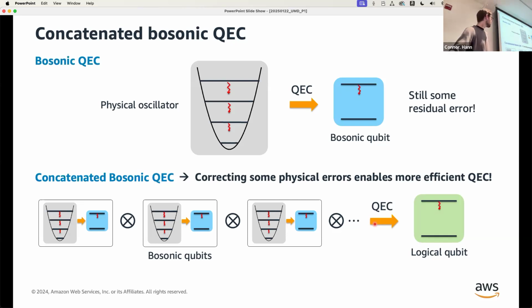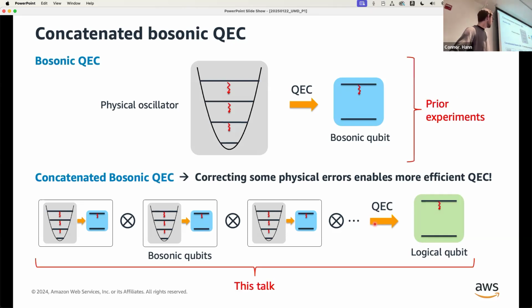So where does our work fit in within this picture? Well, what we wanted to do is build on all of these prior experiments that I showed in the previous slide that really demonstrated this kind of bosonic error correction with a single mode. And we wanted to take then, for the first time, multiple bosonic qubits and combine them together and do this outer layer of error correction to really test and probe this premise that it's a path to more efficient logical qubits. And so that's what I'm going to be focusing on in this talk, the experiment that we did to try and realize this.